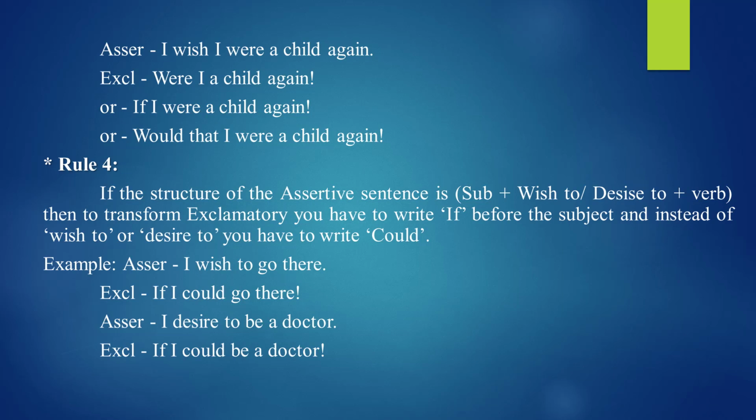Rule 4. If the structure of the assertive sentence is subject plus wish to or desire to plus verb, then to transform it into exclamatory, you have to write if before the subject, and instead of wish to or desire to, you have to write could. For example, I wish to go there. Exclamatory. If I could go there. I desire to be a doctor. Exclamatory. If I could be a doctor.